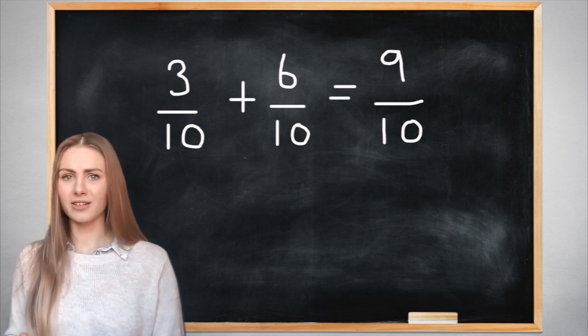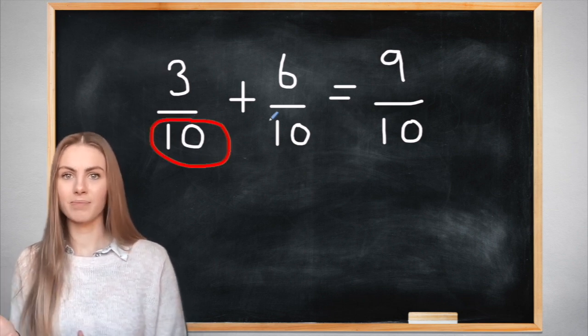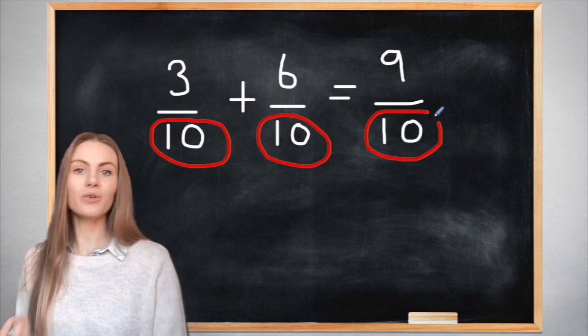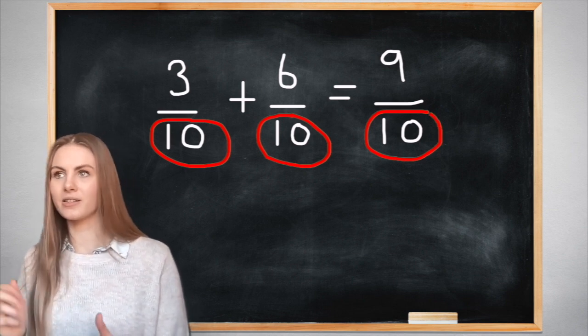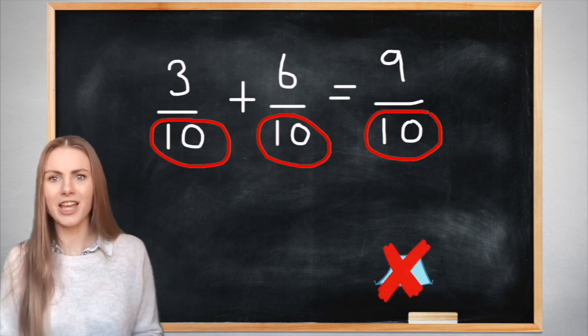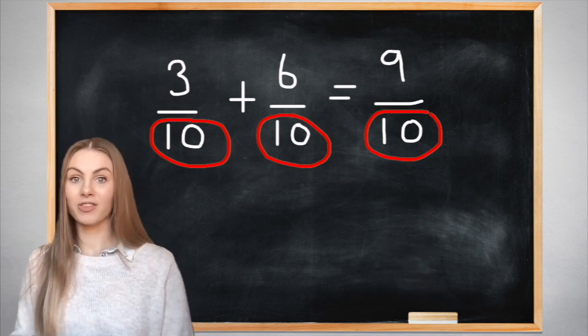So all we've actually done is we've kept our denominator the same because we are only dealing with tenths. We're not dealing with anything else. It's just like the dice. We were only dealing with dice. We weren't suddenly dealing with daisies or anything else. We were only dealing with tenths.